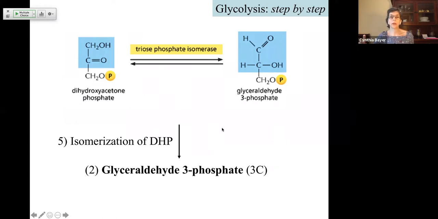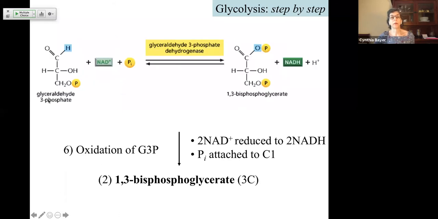So with one molecule of glucose, by step 5, we end up with 2 3-carbon sugars, but really we end up with 2 molecules of glyceraldehyde 3-phosphate. And glyceraldehyde 3-phosphate is the only substrate that is oxidized in glycolysis. So our next step is really, again, they're all important steps, but our next step is the oxidation step of glycolysis, the only step where a carbon is oxidized.